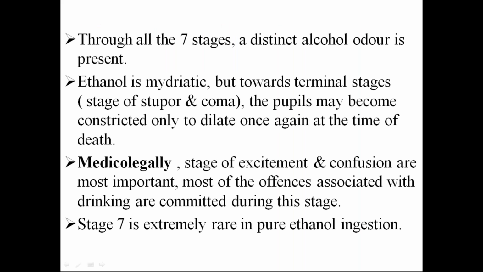So through all the 7 stages, a distinct alcohol odor is present. In all the 7 stages, alcohol odor is present because 10% of the alcohol is excreted unchanged through lungs, and then through urine, and then also through sweat. And then we know that ethanol is mydriatic. It dilates the pupil, but towards the terminal stages, it will constrict the pupil. In the stage of stupor, in the stage of coma, pupils may be constricted, only to dilate once after death.